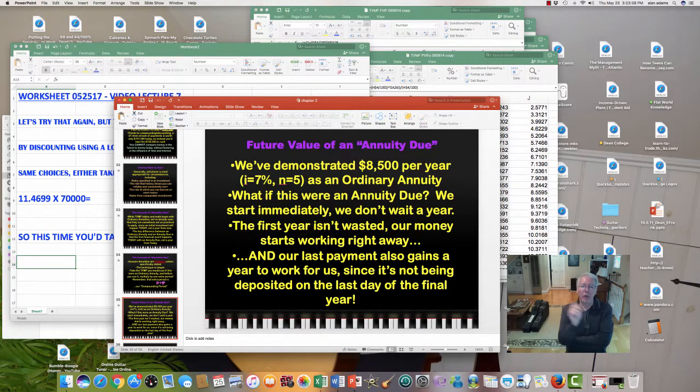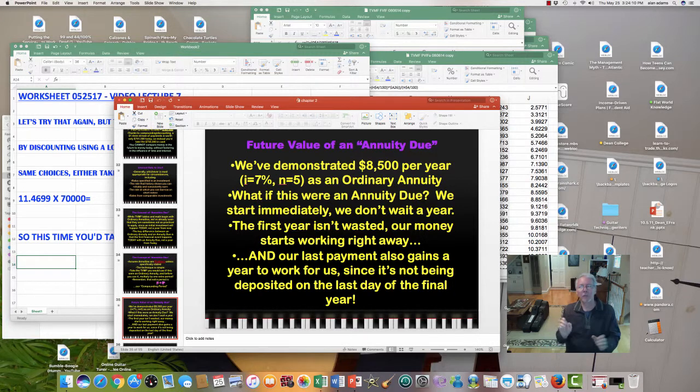Now, if this were an annuity due, that would mean we'd make the first $8,500 payment right now. We're not going to wait for a year. It means that we're going to get a lower or a higher number. Which? Well, if you're putting your money to work at 7% right away instead of waiting for a year, doesn't it stand to reason that you're going to end up with more? So the future value of an annuity due should be greater than what you get for an ordinary annuity. Your money is starting to chug for you immediately. And you're not wasting your last payment either.